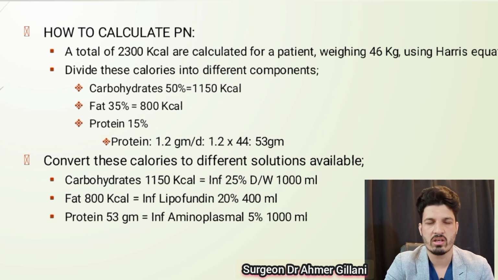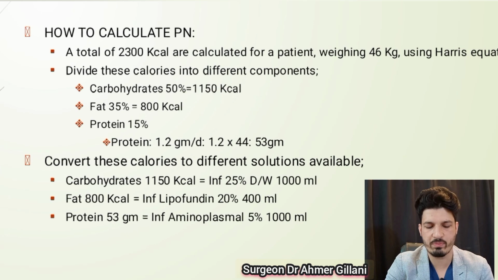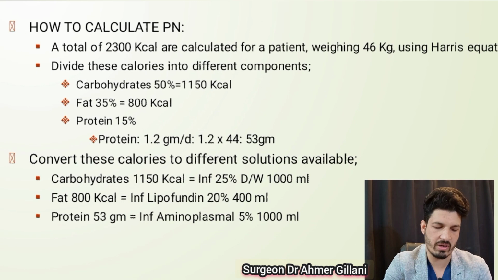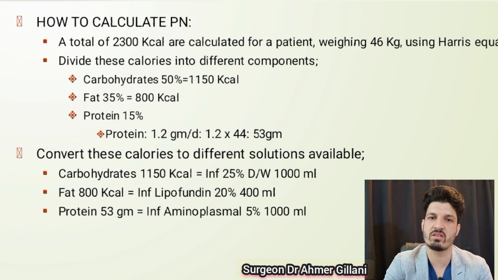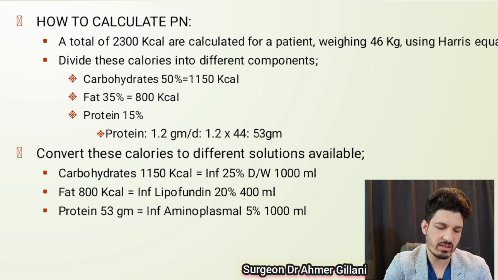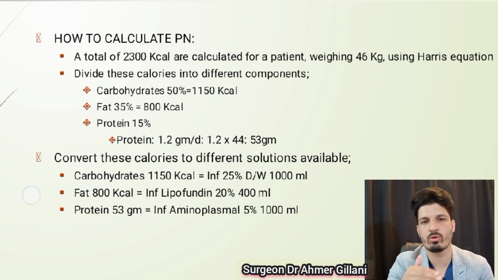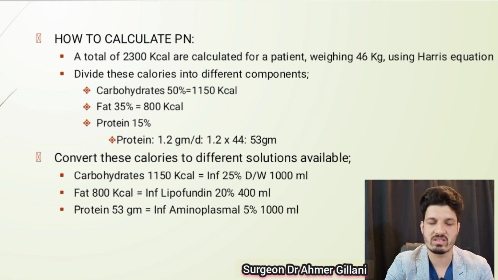In the previous slide I have shown all these. For the carbohydrates, infusion of 25% dextrose water 1000 ml will provide almost 1150 kilocalories. And for the fat, we need 800 kilocalories, and we can fulfill this requirement by the infusion of Lipofundin 20% 400 ml. Likewise, proteins 53 grams, we will use infusion Aminoplasmal 5% 1000 ml. So all our requirements will be totally balanced and fulfilled by this regimen.